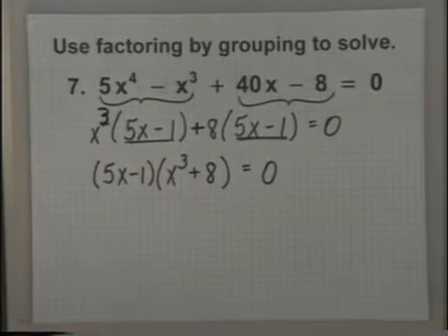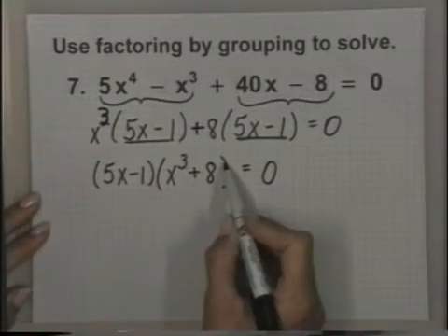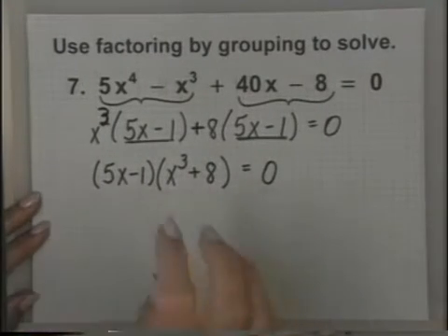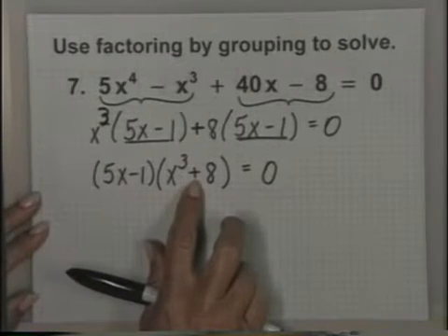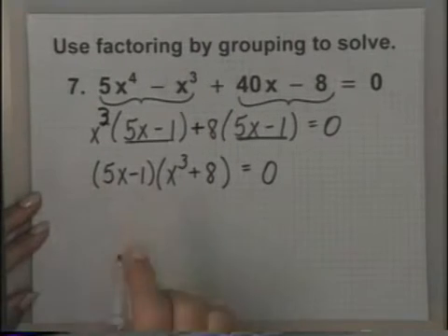Now, on the left, we do have a product. The left side of the equation is in factored form. Are the factors prime factors? Well, 5x minus 1 is. What about x cubed plus 8? Can that be factored? Well, this is a binomial factor. It is a sum. It is a sum of cubes, isn't it?